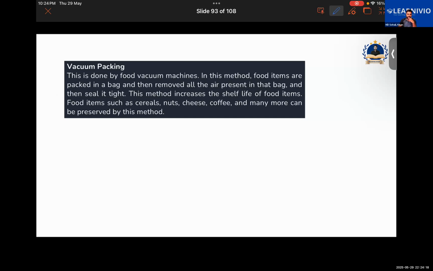So this method increases the shelf life of the food because most microorganisms, under anaerobic conditions, will not be able to grow and multiply. So many food items like cereals, nuts, cheese, coffee, and many more can be preserved by this method. Getting it?